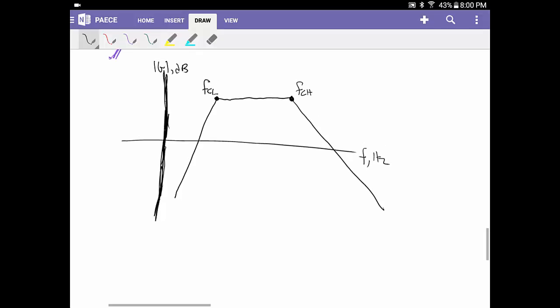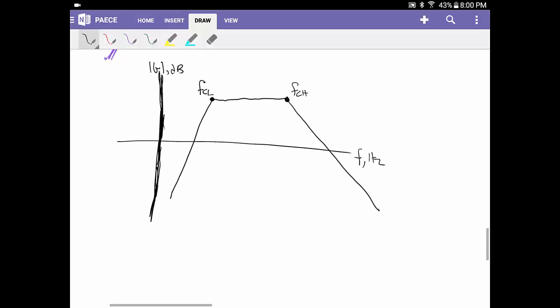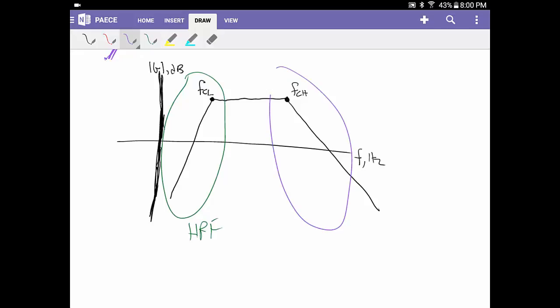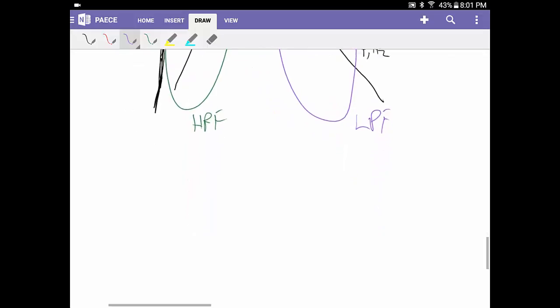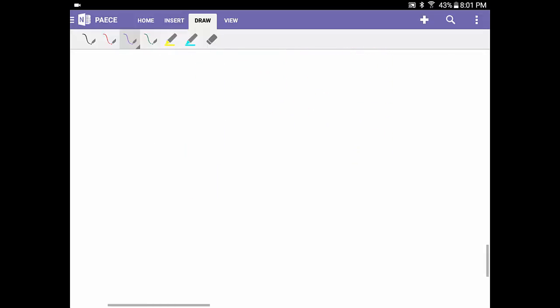So the question is, what can we do to actually create something that has this frequency response? And hopefully you can look at this and think, well, it's sort of a combination. This looks like a high-pass filter, and this looks like the behavior of a low-pass filter. So you might think, maybe I can take the output of one of these filters and put it into another. It would look something like this.